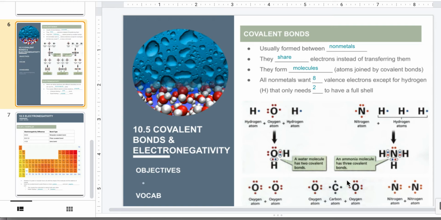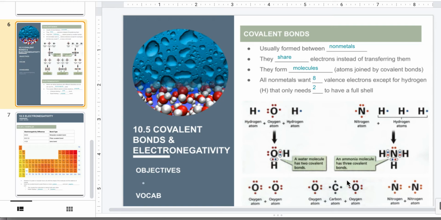Covalent bonds are almost completely different than ionic bonds. Covalent bonds are usually formed between nonmetals, so a nonmetal and a nonmetal. They share electrons instead of transferring them, and then they form molecules. A molecule is just atoms that are joined by a covalent bond. With ionic bonds, we form compounds, whereas with covalent bonds, we form molecules.